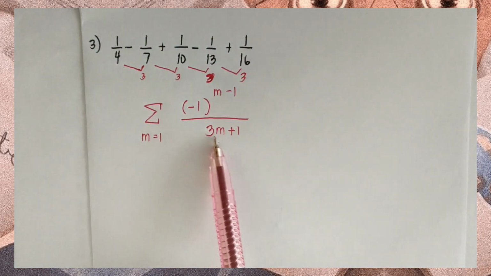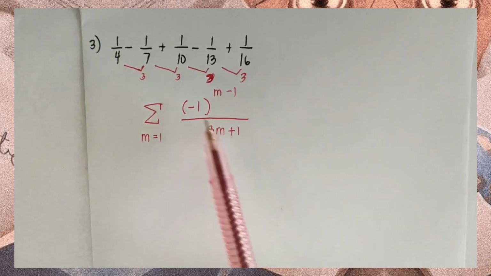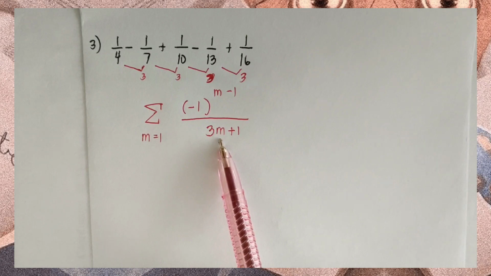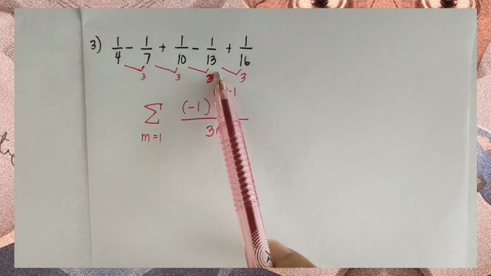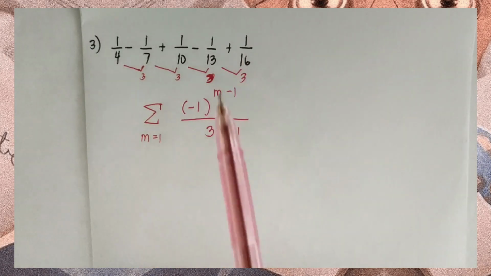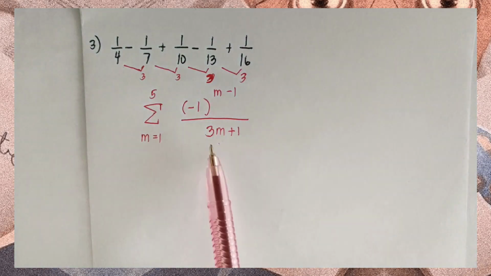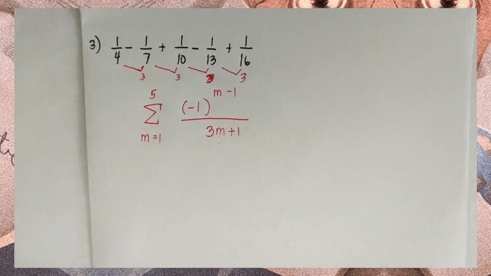Let's check. 3 times 1 is 3 plus 1 is 4. 3 times 2 is 6 plus 1 is 7. 3 times 3 is 9 plus 1, 10. 3 times 4 is 12 plus 1, 13. And then, and so on. Next, what will be our stopping point? If we start at 1, where do we stop? We have 1, 2, 3, 4, and 5. Meaning to say, if m is 5, 3 times 5 is 15 plus 1 is 16.